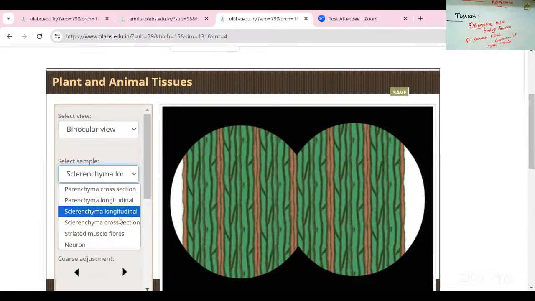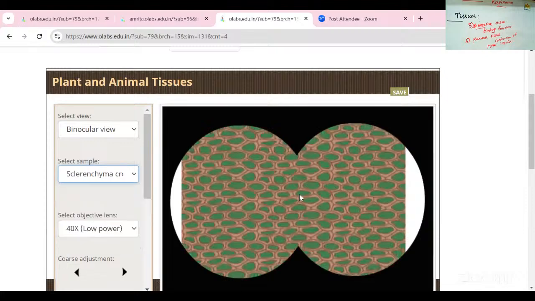And the next one is the cross section. See here. Yes, the epithelial cells are also like this. So there are different kinds of cells: connective tissue, epithelial tissue, muscle and nervous tissues. Tissues are made up of cells only. Yes, this is the sclerenchyma cross-sectional view. Is it clear? In this manner, the sclerenchyma cells are present in the leaves.